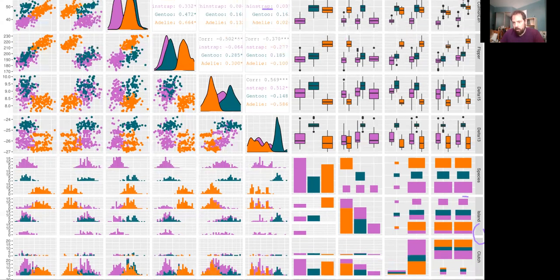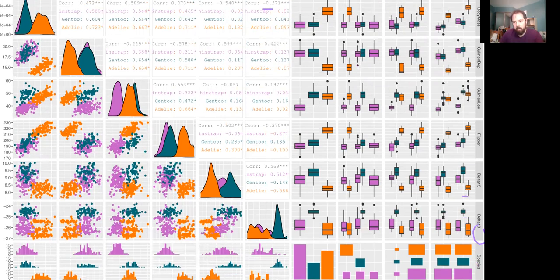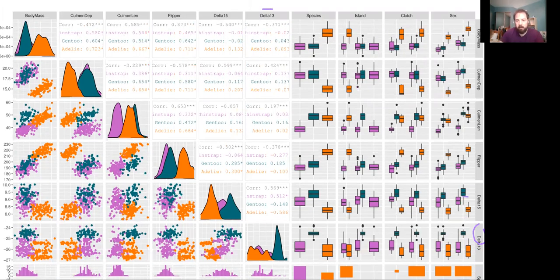I'm going to scroll up a little bit and look at delta 15's box plots just to see what's going on with some of these. So delta 15 does seem to be different for different species according to the box plots. I'm not worried about islands. I'm not worried about clutch. And delta 15 maybe is slightly different by sex, but it's really hard to tell from this, and that's something that a model will need to tell us. So I'm going to stop there.